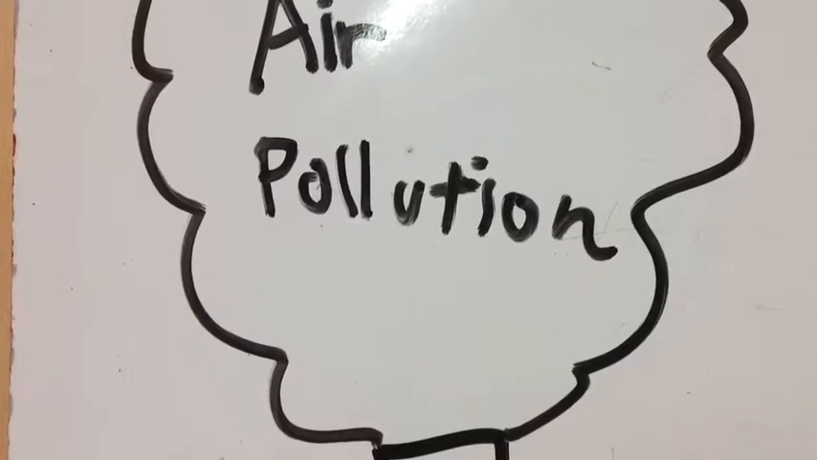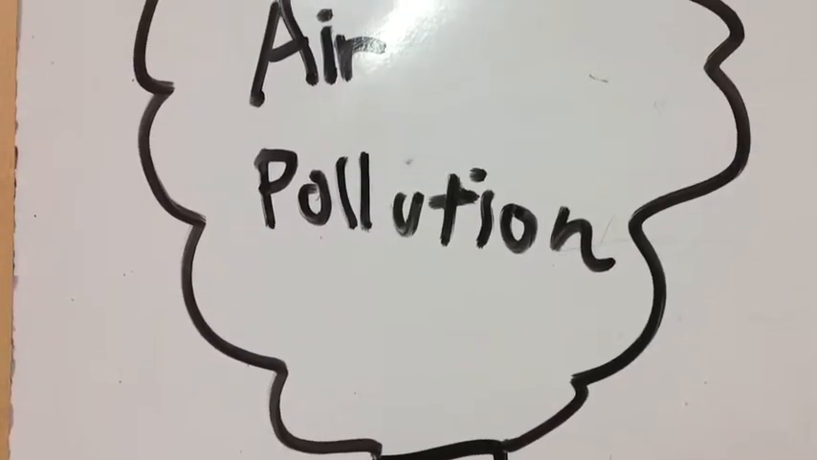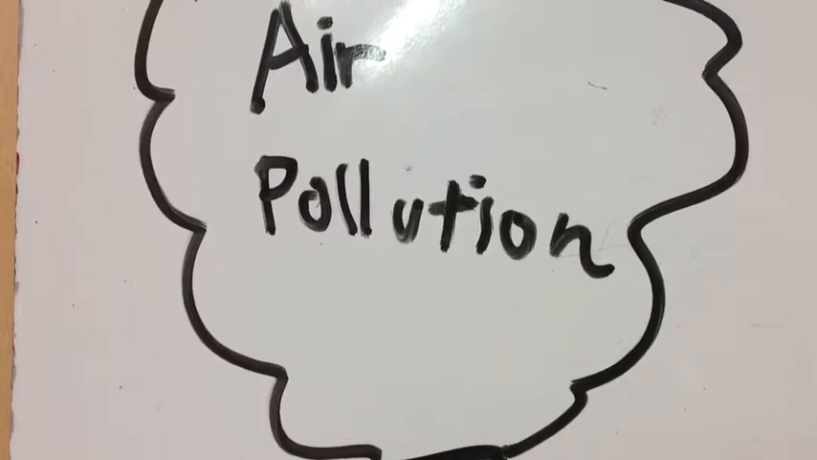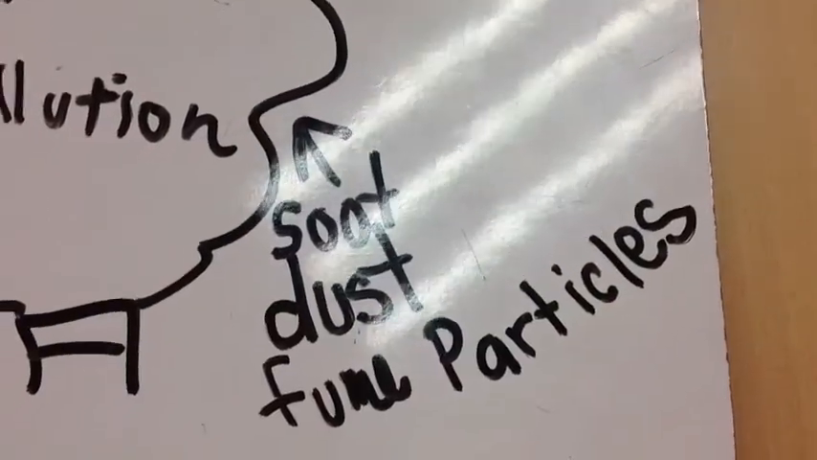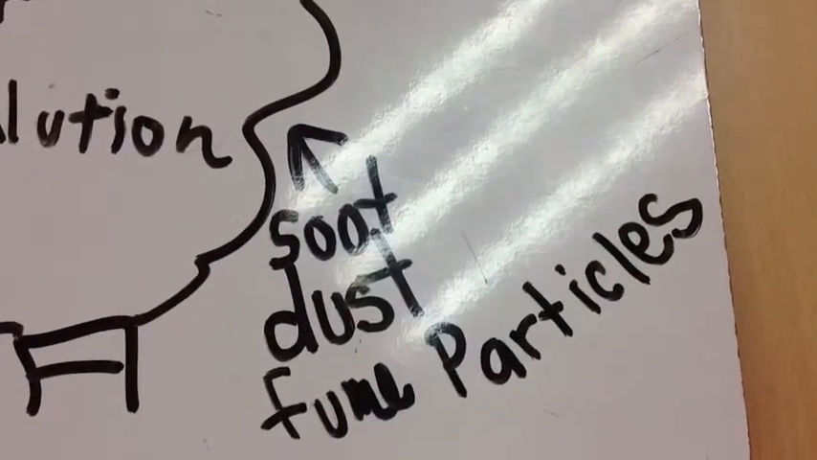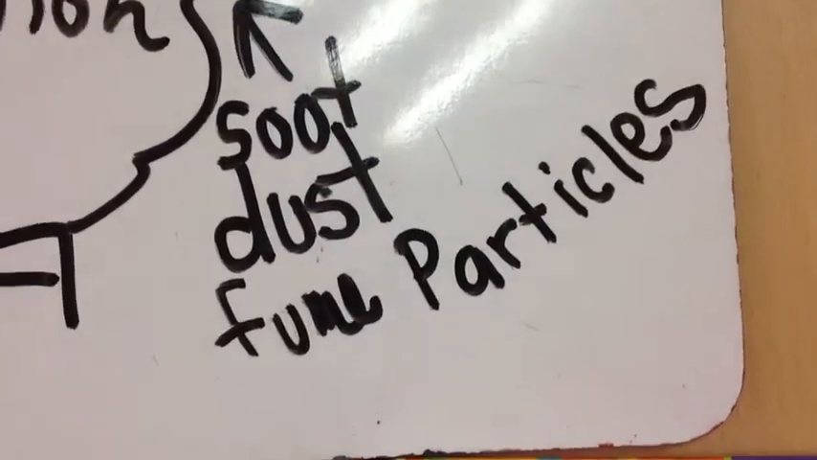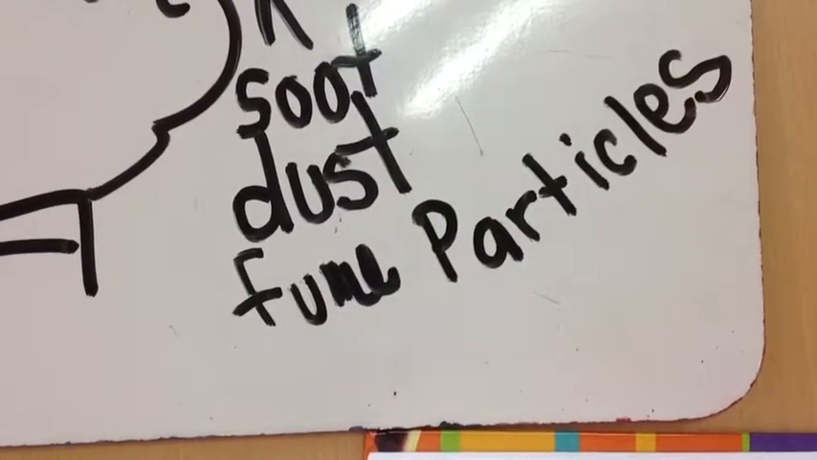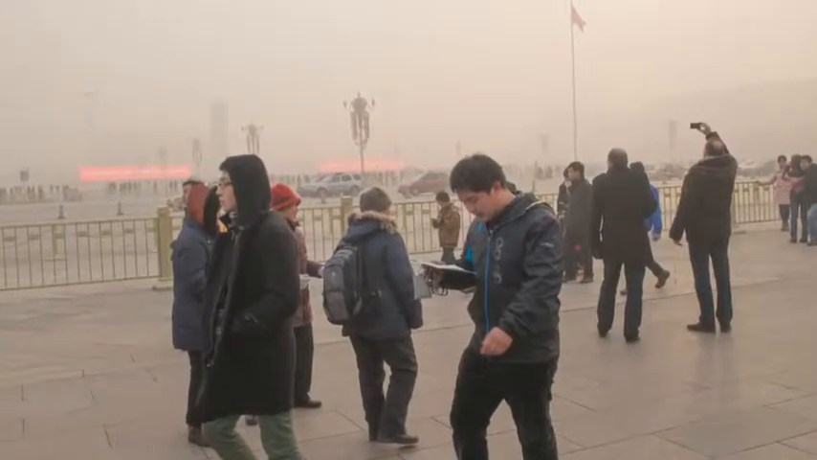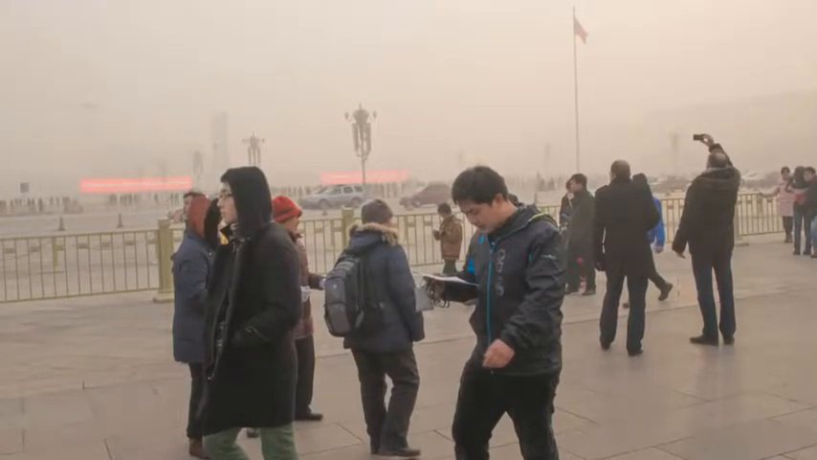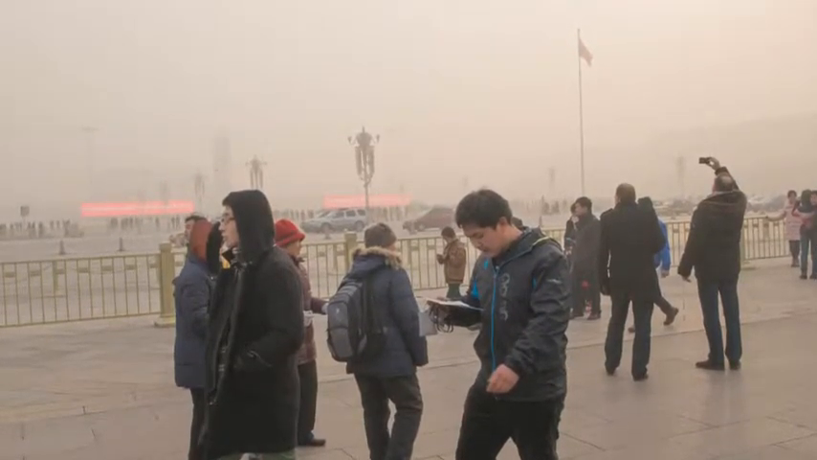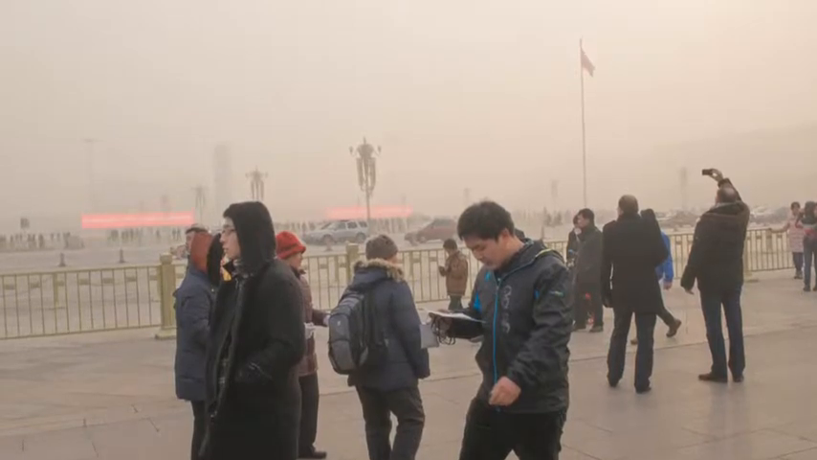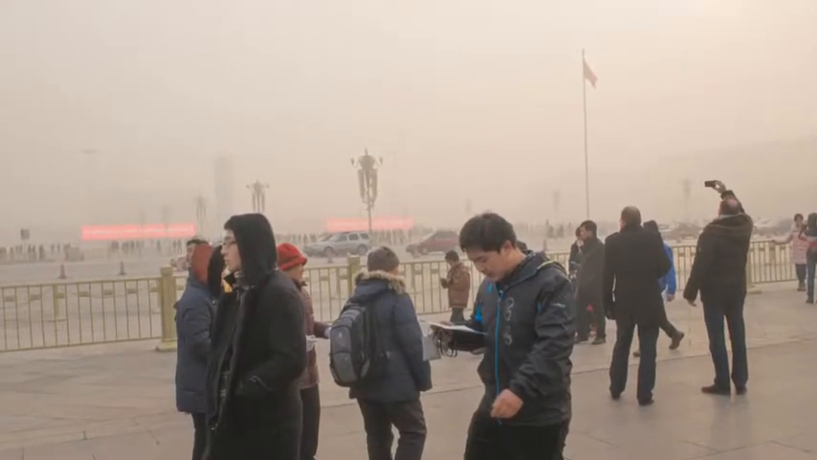Now, as you can see, air pollution is very harmful to Earth because it causes global warming. But actually, global warming isn't the only thing air pollution causes. It also causes very, very dangerous diseases, such as asthma and bronchitis and cancer. The things that are in this dangerous air are soot, dust, and fume particles. This is how the air is polluted in China. You could hardly see the sky. And if people breathe the air really often, they will get lung cancer.